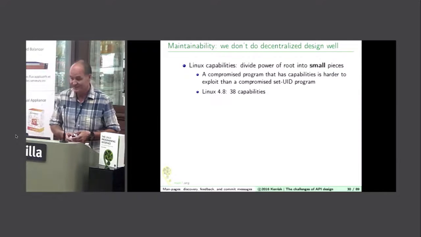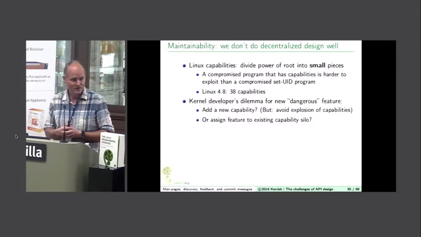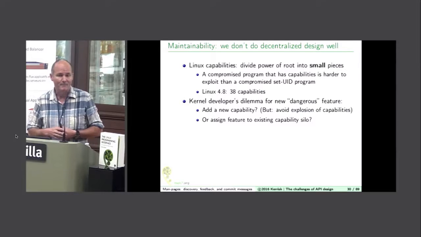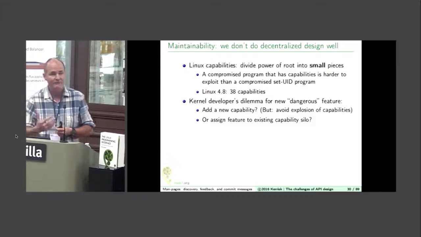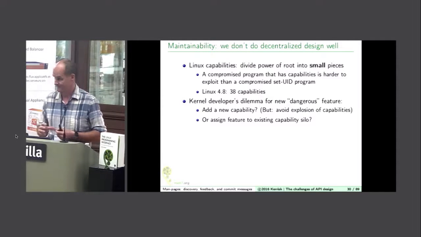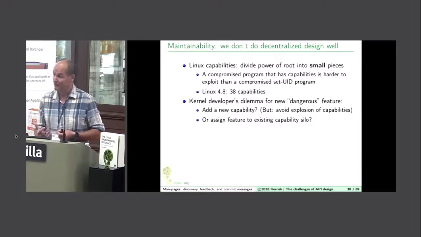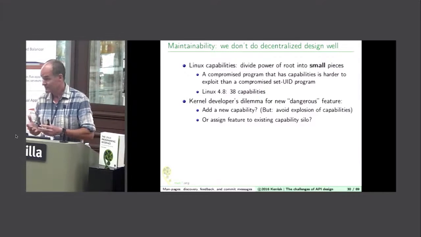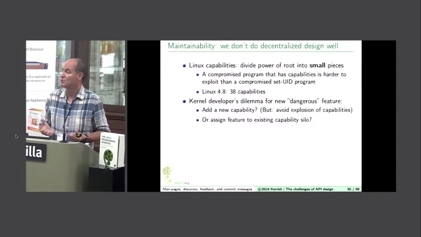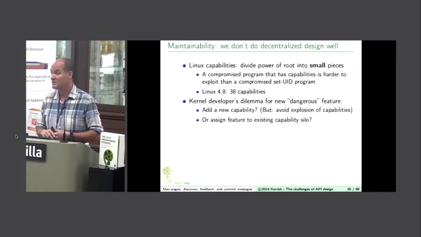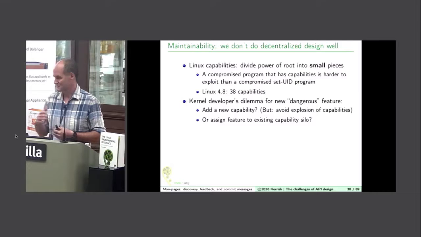Okay, so we've got 38 capabilities at the moment, and you have kernel developers who are adding a new dangerous feature to the kernel. Do we want to allow users to do this? Well, no, only privileged users should do this. So we want to govern this feature by some capability. And then you have a question as a kernel developer. Should I add a new capability to govern my new feature? You want to be quite conservative about doing that, because we don't want an explosion of capabilities. Currently, there's only 64 bits, so if everyone chose to use a new capability, we'd run out of bits very quickly.